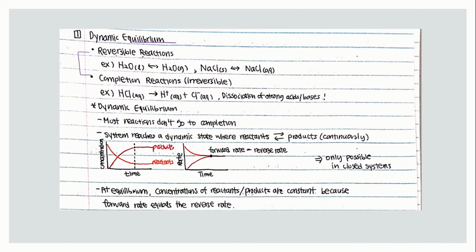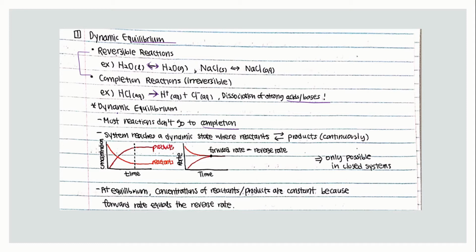So reversible reactions are literally the reactions that can be reversed, so it can go both ways. And irreversible, or completion, reactions are the reactions that only go one way, so products cannot become reactants, while reactants will become products. For example, there's dissociation of strong acids or bases that go to completion. So most reactions do not go to completion, so they are reversible.